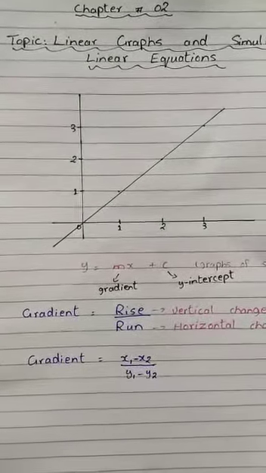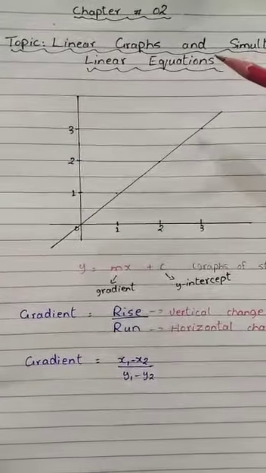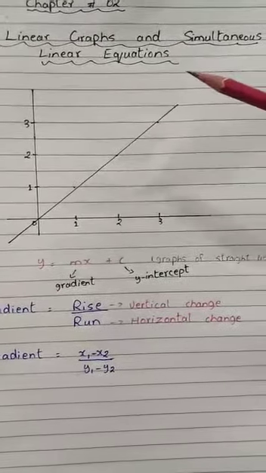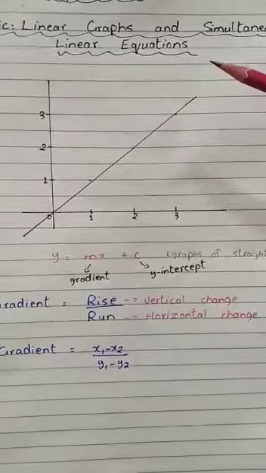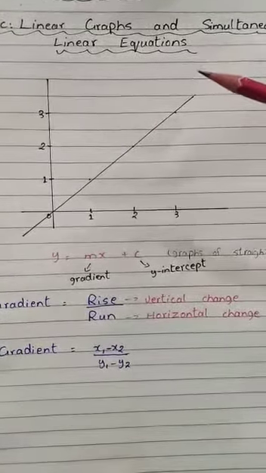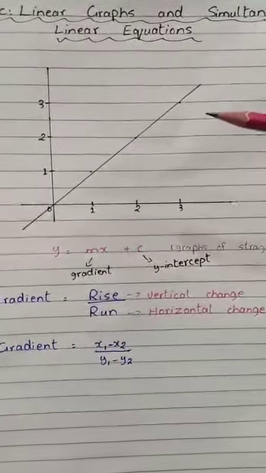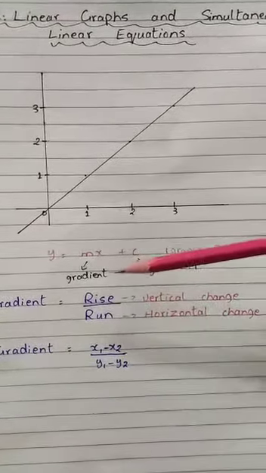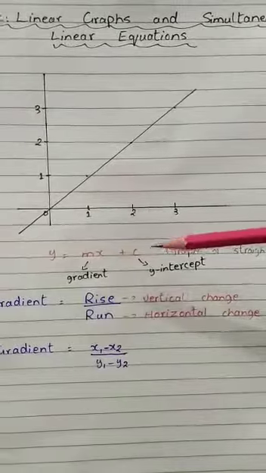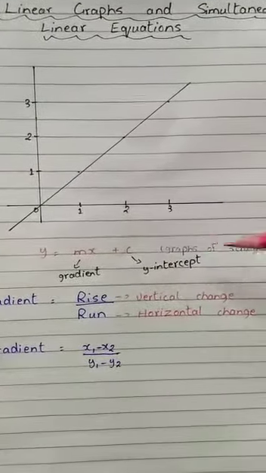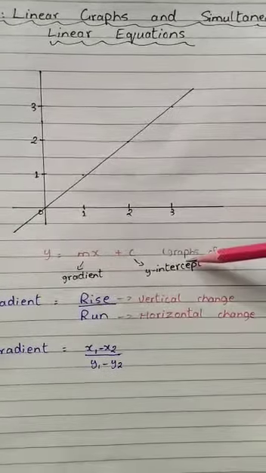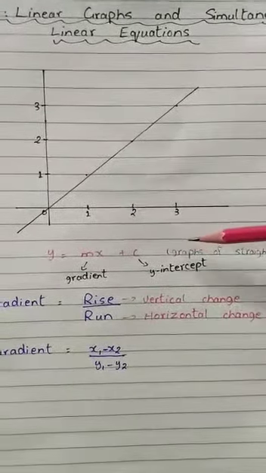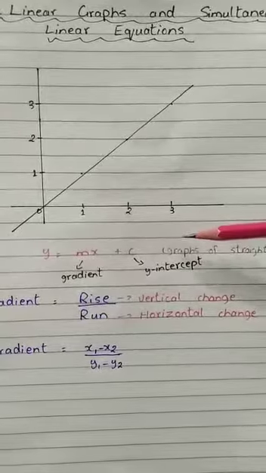Good morning. Today we are going to start chapter number 2, and the topic of this chapter is linear graphs and simultaneous linear equations. Students, you have already learned the graphs of a straight line in the form y = mx + c. This is the equation of a straight line, and the graph of this equation always shows a straight line. And you have already learned how to solve simple linear equations.